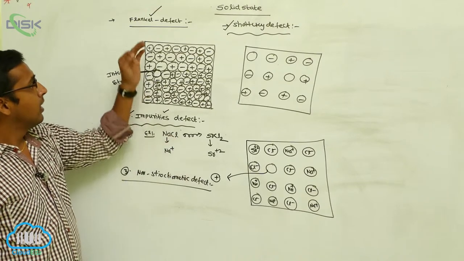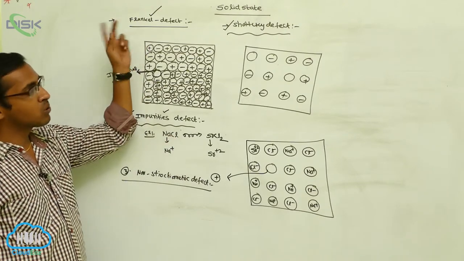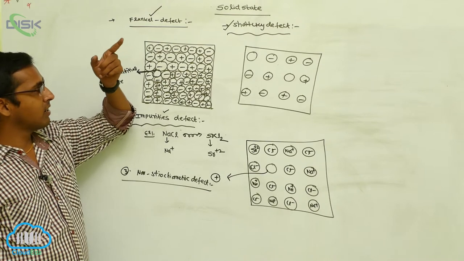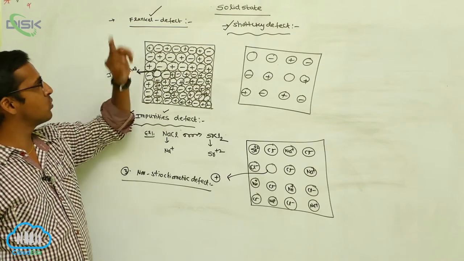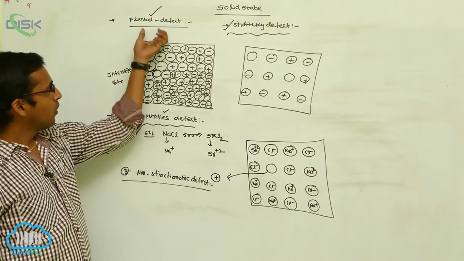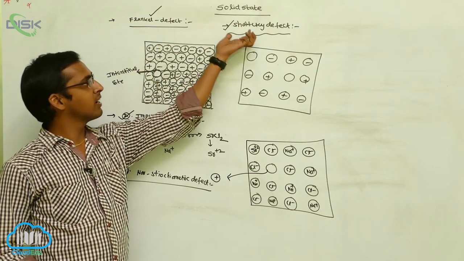In that, stoichiometric defects are of two types: line defect and point defect. The point defect is of two types: Frenkel defect and Schottky defect.